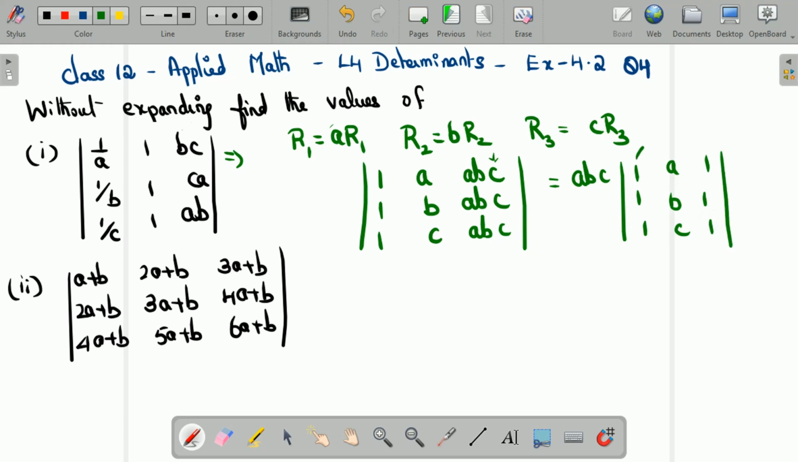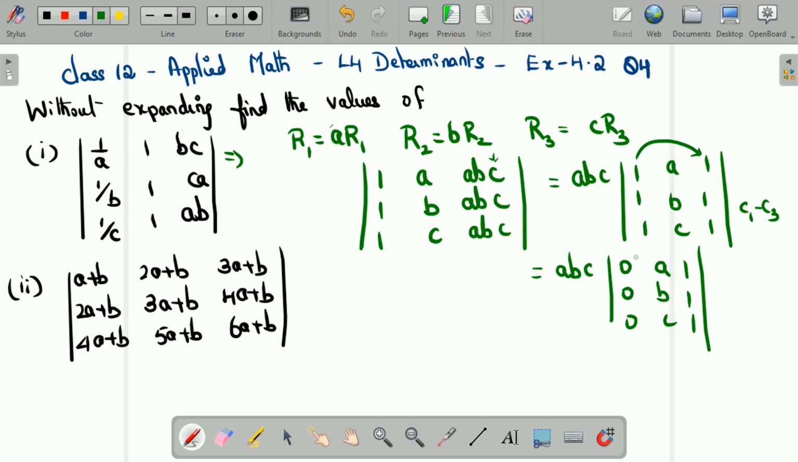So the moment we see two columns are equal, you can subtract one column from the other. So ABC into, I'm putting C1 minus C3 as my new transformation. So 0, 0, 0, A, B, C, 1, 1, 1. So now I see that one column is equal to 0 completely. That means the value of this particular determinant is 0.